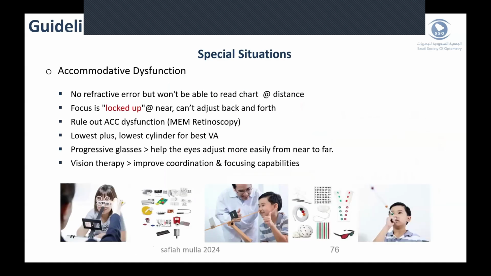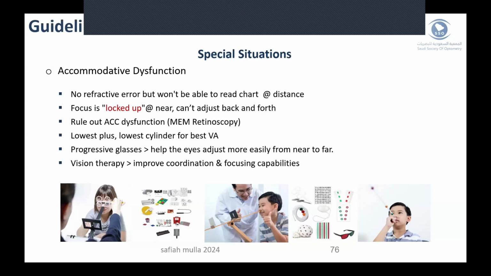You can have accommodative dysfunction for the child. There is no refractive error, but they won't be able to read the chart at distance. So maybe there is an accommodative problem. Their focus is locked up at near, and they can't adjust back and forth between the distance and the near. So their accommodation is stuck.